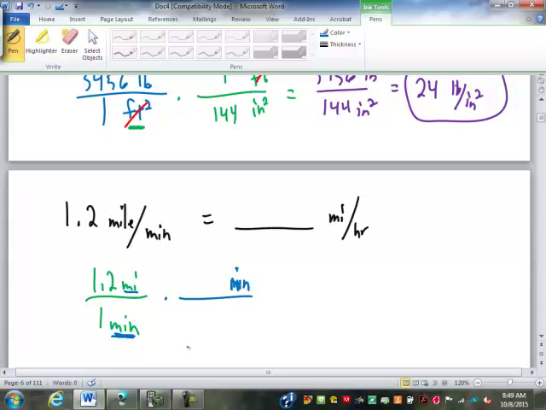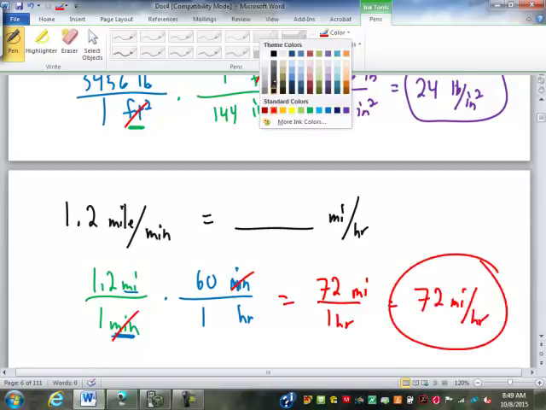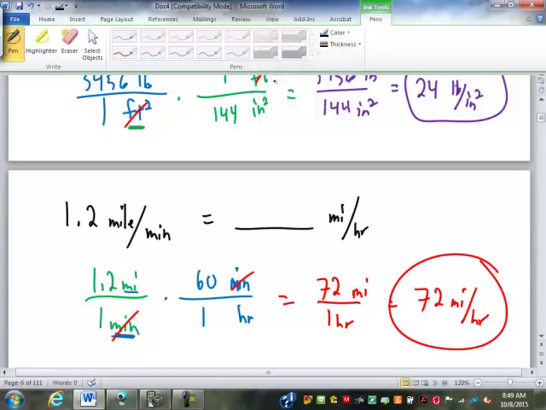We're changing it to hours. 1 hour is 60 minutes. Now the minutes cancel. 1.2 times 60. 72 miles over 1 hour. So 72 miles per hour. What do you think? Better than a sharp stick in the eye still? Maybe? Sharp sticks start to look better.